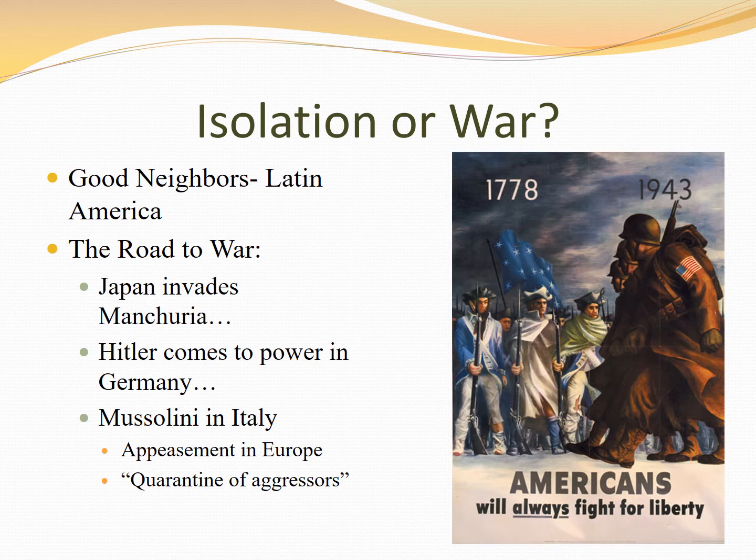Isolation or war? The country, facing economic crisis in the 1930s, gave international affairs little public attention at all. But FDR innovated in foreign and domestic policy. In 1933, trying to encourage trade, he recognized the Soviet Union. Roosevelt also repudiated the right to intervene with military force in the internal affairs of Latin American nations. He called this the Good Neighbor policy.